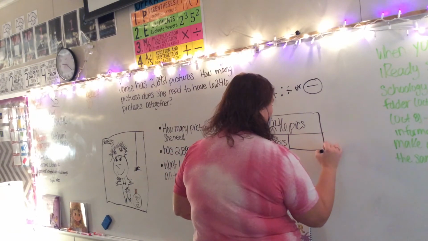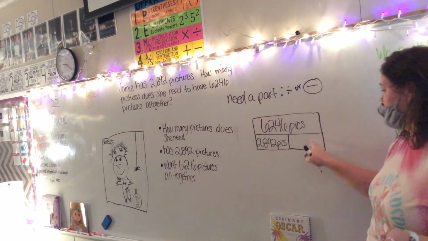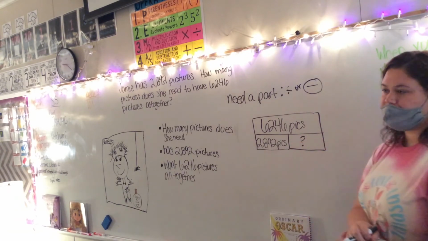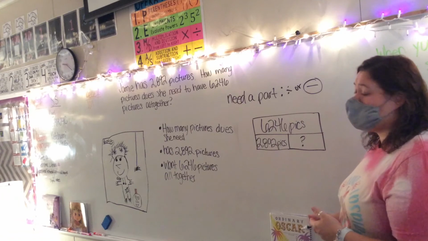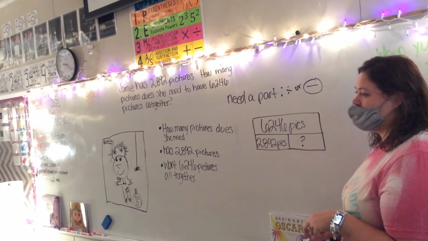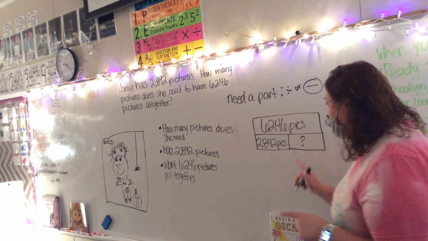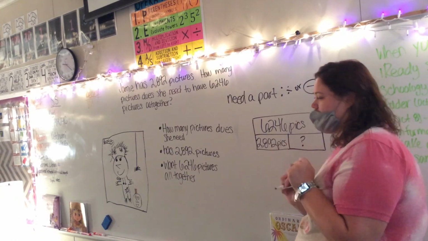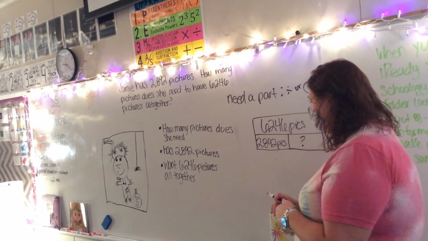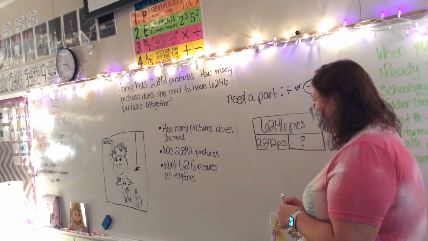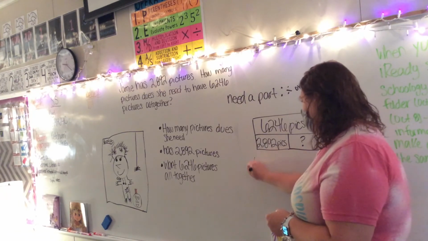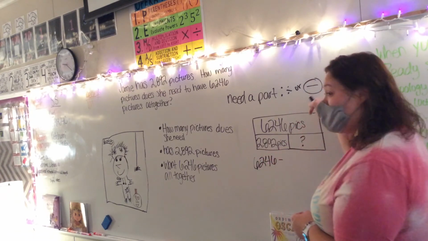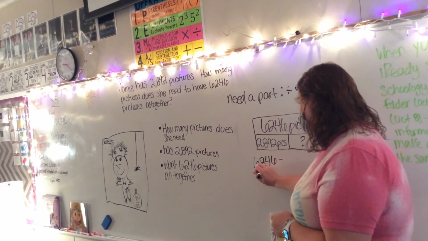Do I know what this part is? No, ma'am. So I'm going to put a question mark. When subtracting, does order matter? Yes. So let's write an equation that I could solve this problem. Give me an equation. 6,246 minus 2,892. So I'm taking my total and subtracting a part. Yes.